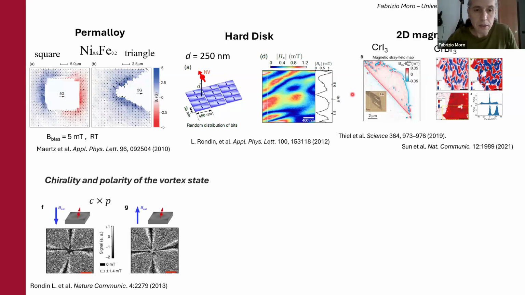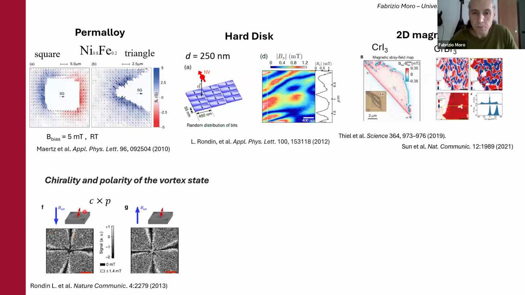Another nice experiment reported here is the possibility to use this method to detect and fully characterize a magnetic vortex in a square ferromagnet, where we can fully characterize the vortex by its chirality and the polarity. So the chirality is if the spins are turning clockwise or counterclockwise, and the polarity will tell you if the spins are pointing upwards or downwards.